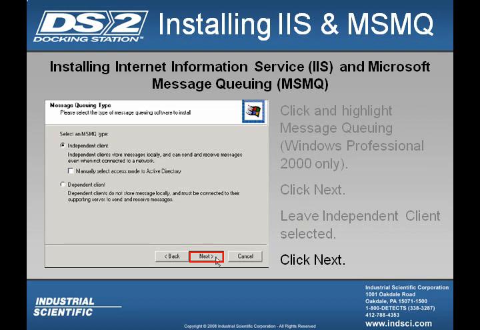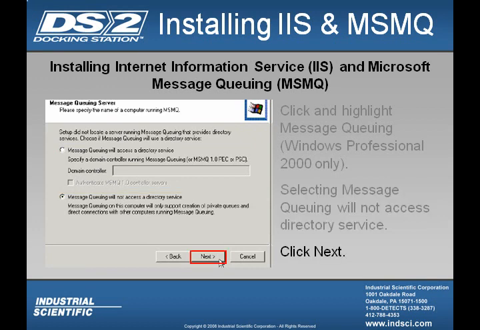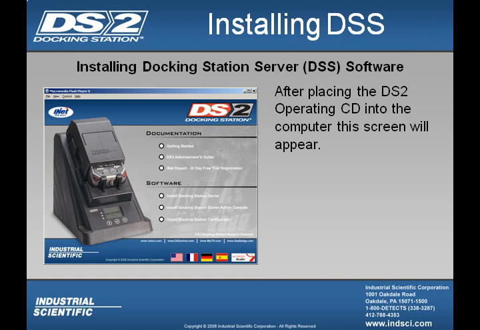We then click Next again. And now we select Message Queuing will not access directory service. And then we click Next again. We can finish the installation by inserting the Windows operating system software disk and following the prompts accordingly. And now we can install our docking station server software, or our DSS.